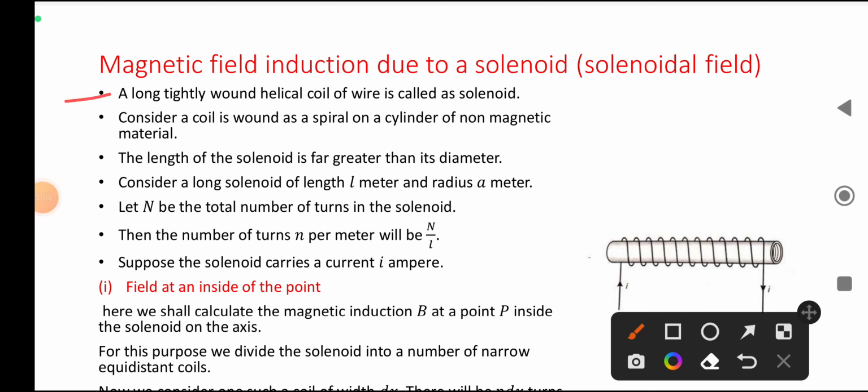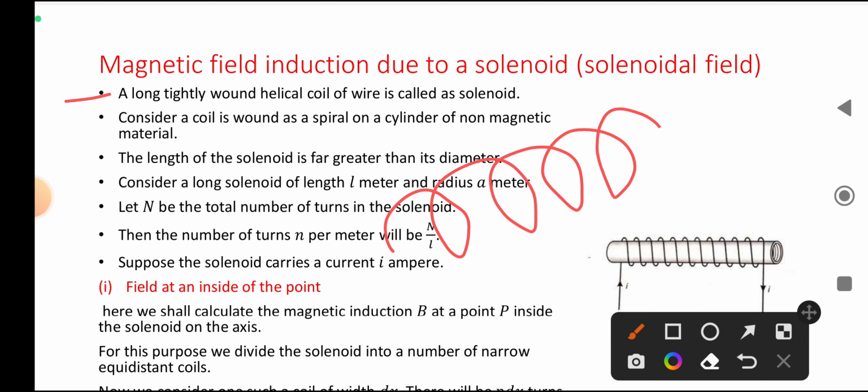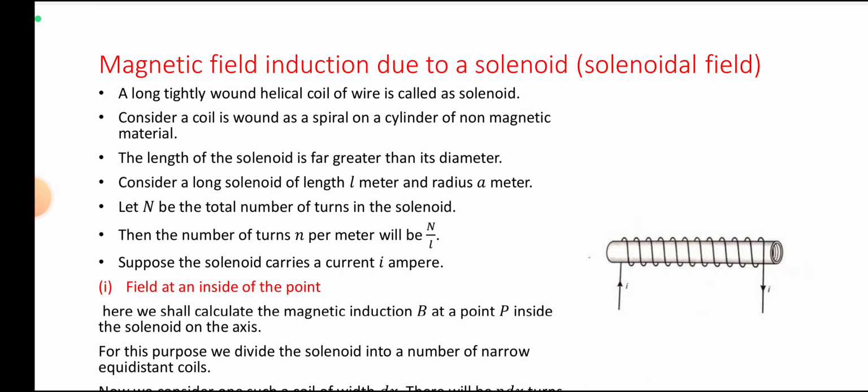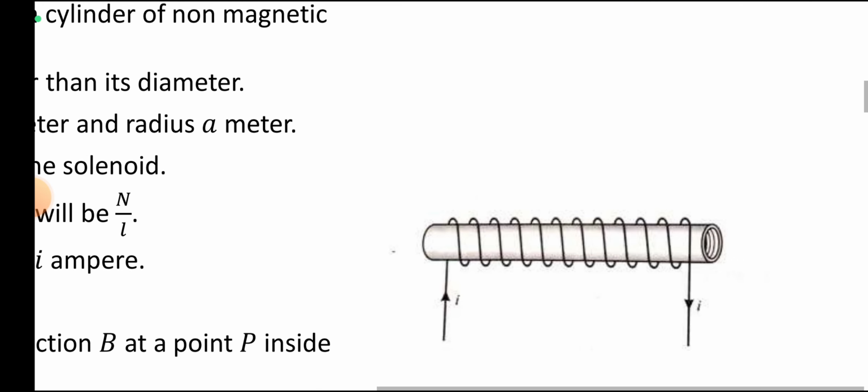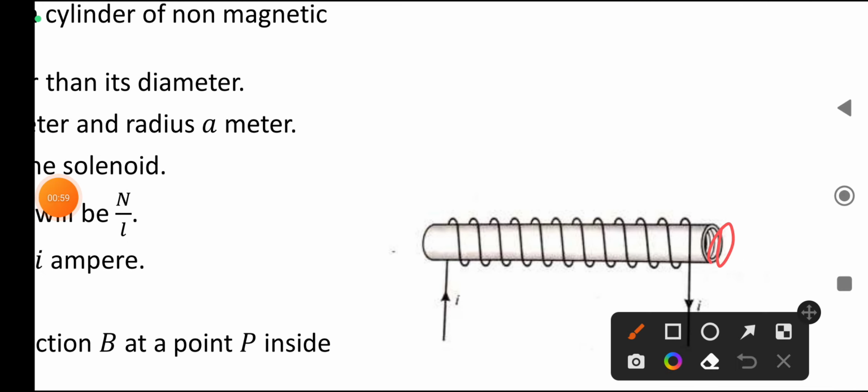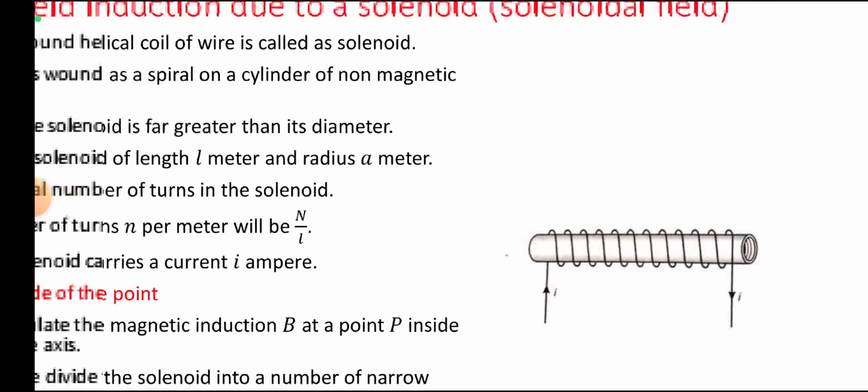A long, tightly wound helical coil of wire is called a solenoid. Solenoid definition: a long, tightly wound helical coil of wire. Helical means, if you wind wire like a spring, that is called helical. See here, the solenoid is also wound like this. Inside it is a pipe, or a bad conductor. On it wire is wound like a spring. So that is called a solenoid.